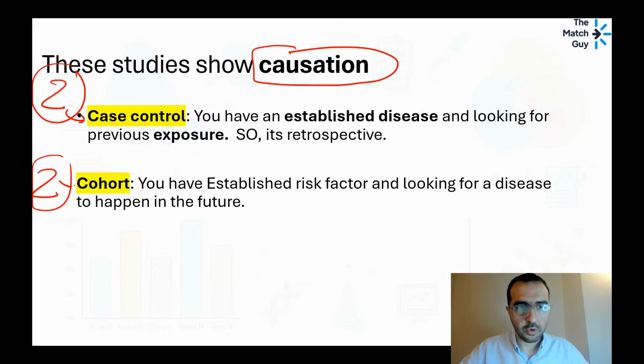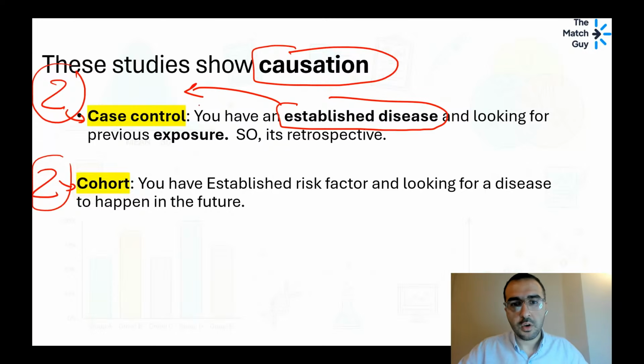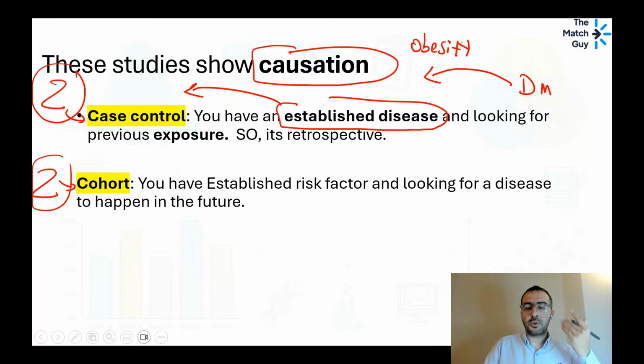Case control and cohort study. So the difference is in case control studies, we have a disease, an established disease, and we look in the past for any risk factor. For example, a patient with diabetes, or maybe a group of patients with diabetes, and we look in the past for any risk factors. For example, let's say obesity or high BMI. So we look retrospectively.